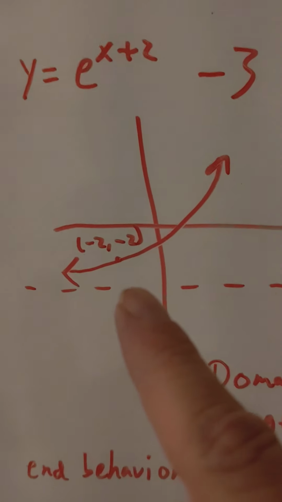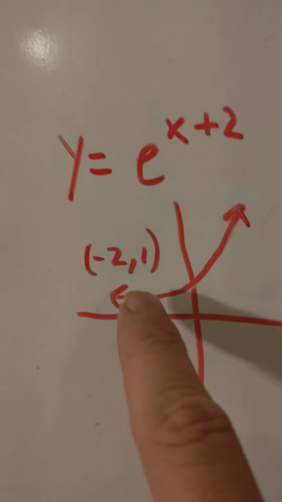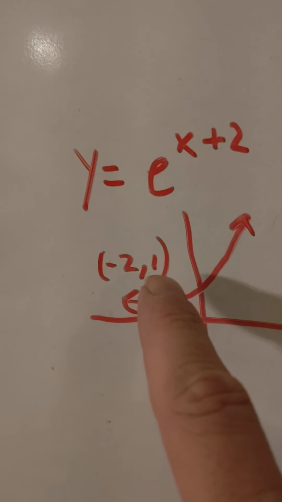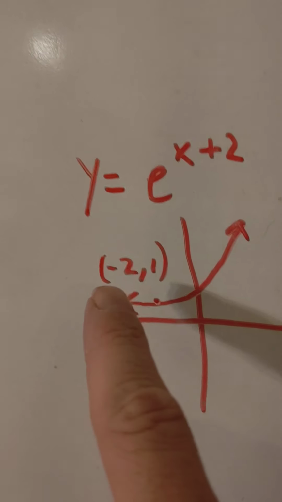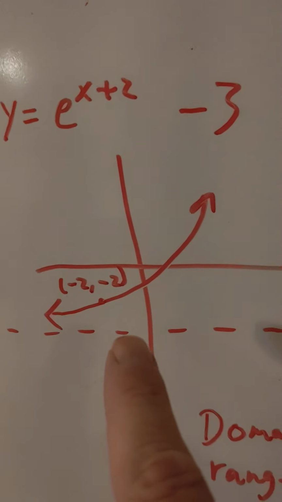And then let's see what this ordered pair transforms to. Vertical shifts affect y coordinates. So what's 1 minus 3? Negative 2. And leave that x coordinate the same. So negative 2 is our new point there. That's how it got transformed.